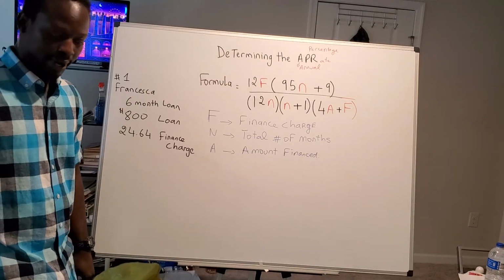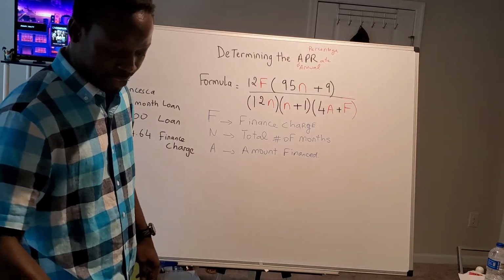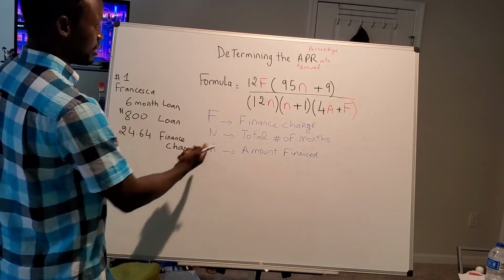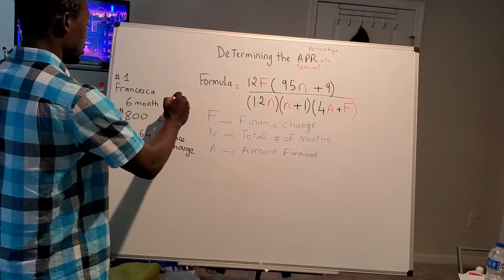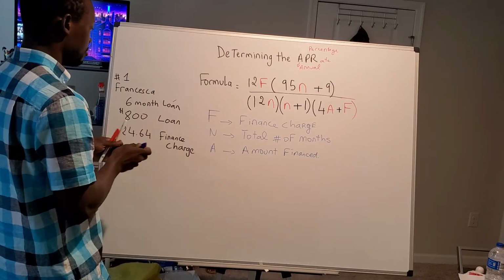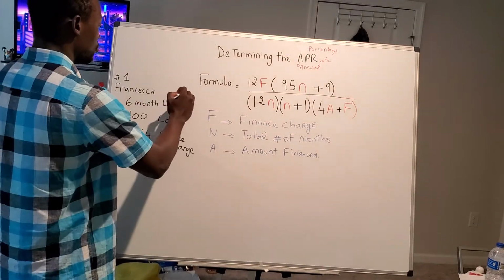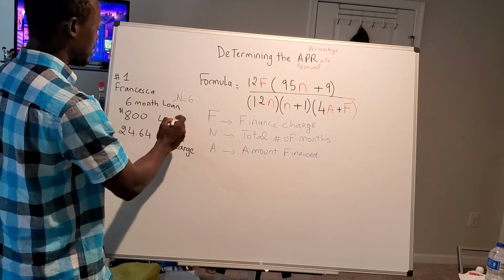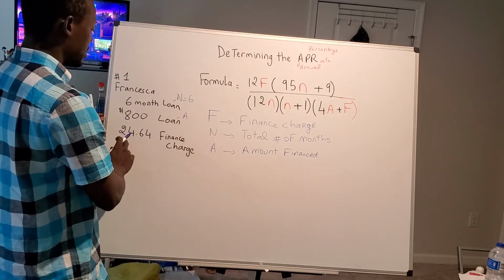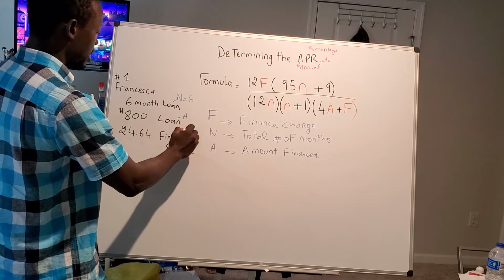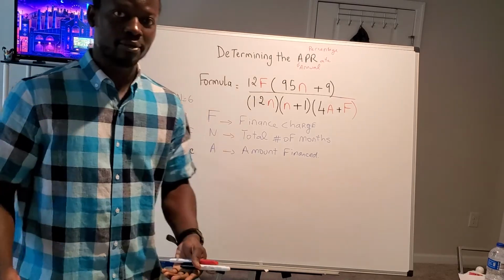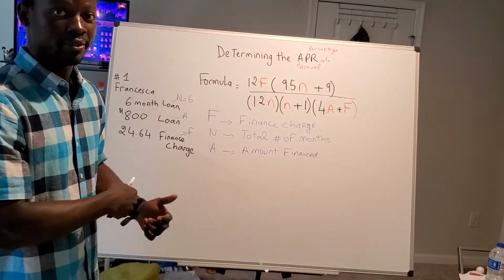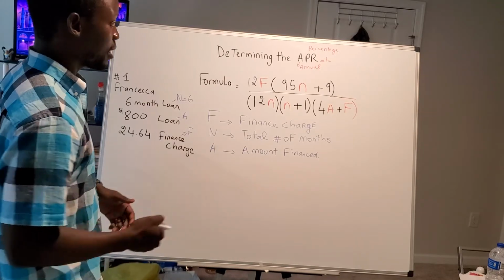All right, so the first thing we need to know is the formula we're doing, right? So I have a 6 month loan, so the total number of payments N is 6, right? So I'm just gonna try to use a different color. Hopefully you can see it, or if not, you can zoom it. N equals 6. And $800 is the amount financed, so that's A, and then $24.64 is the finance charge, so that's my F, right? And that's all really you need to know. So I'm just gonna write it out, and then you can go back to the previous video and see exactly how you're supposed to calculate it.